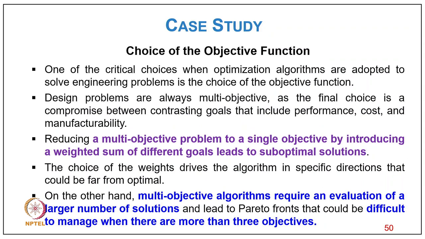Now coming to the choice of objective function, one of the critical choices when optimization algorithms are adopted to solve engineering problems is the choice of objective function. Design problems are always multi-objective, as the final choice is a compromise between contrasting goals that include performance, cost and manufacturability. Reducing the multi-objective problem to a single objective by introducing a weighted sum of different goals leads to a suboptimal solution. The choice of the weights drives the algorithm in a specific direction that could be far from optimal. On the other hand, the multi-objective algorithm requires an evaluation of a larger number of solutions and leads to Pareto fronts that could be difficult to manage when there are more than 3 objectives.